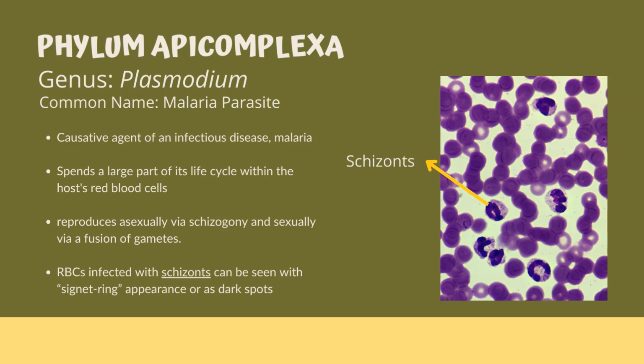It spends a large part of its life cycle within the host's red blood cells and reproduces asexually via schizogony and sexually via fusion of gametes. RBCs infected with schizonts can be seen with ring forms and the appearance of dark spots.